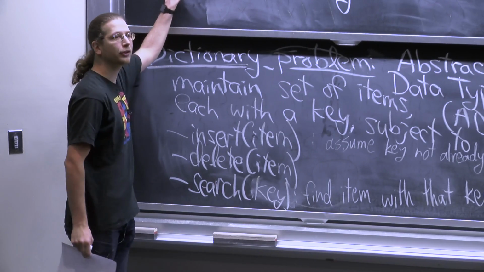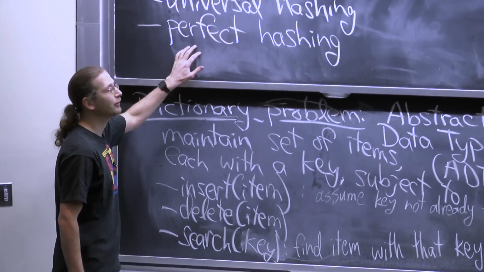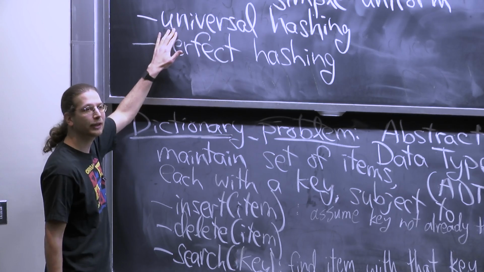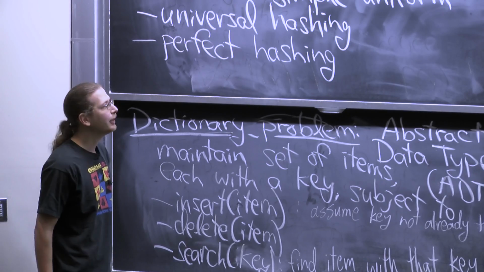All right, so we're going to cover two ways to get strong constant time bounds. Probably the most useful one is called universal hashing. We'll spend most of our time on that. But the theoretically cooler one is called perfect hashing. Universal hashing, we're going to guarantee there are very few conflicts in expectation. Perfect hashing, we're going to guarantee there are 0 conflicts.